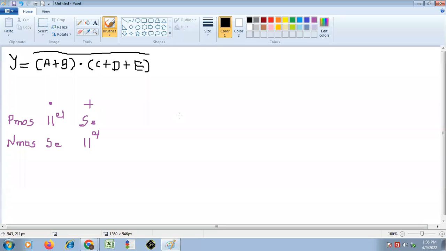Okay, first we have to go for the pull-up network, which is of PMOS. So first we have to go for the pull-up network which is of PMOS. So the addition should be implemented in series fashion. So this A and B will be in series.